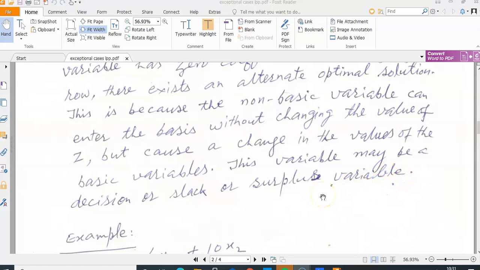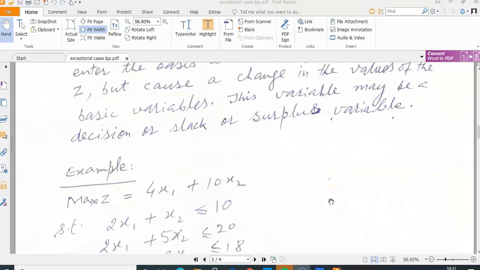This variable may be a decision or slack or surplus variable. What you have to do is look in the basic variables column only. The other variables, other than those appearing in the basic variables, are treated as non-basic. Those non-basic could be your x1, x2, x3 decision variables, or your slack or surplus variables.